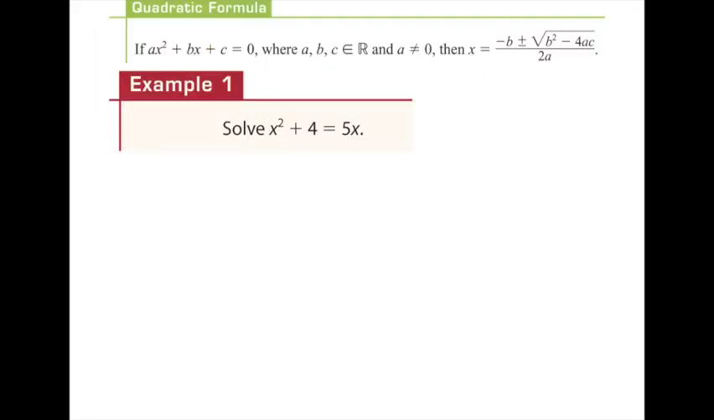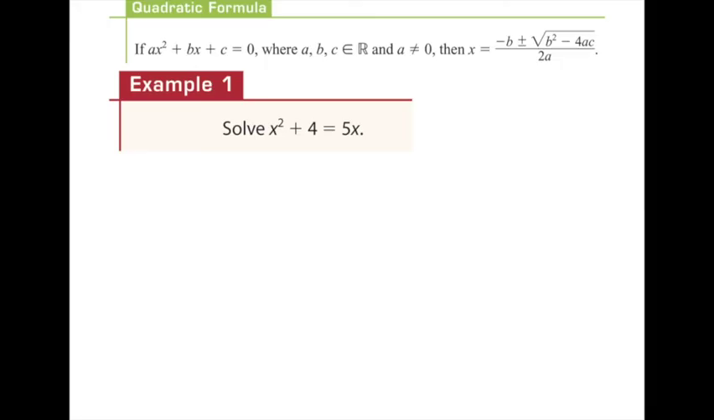The quadratic formula is listed at the top of page 214. You do need to memorize this. There will be ones that you must use the quadratic formula for. It is x equals negative b plus or minus the square root of b squared minus 4ac, all over 2a. All right? And so you need to memorize it.